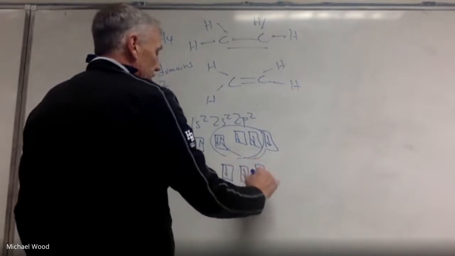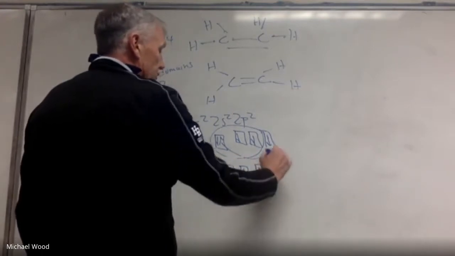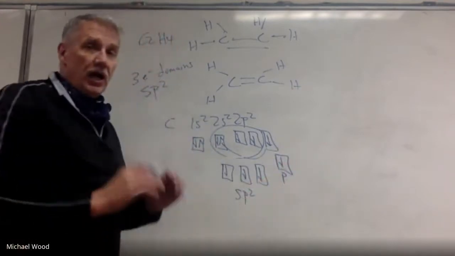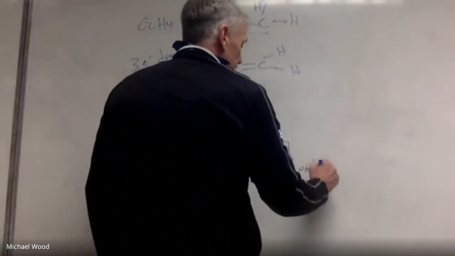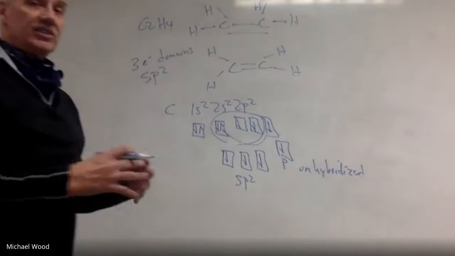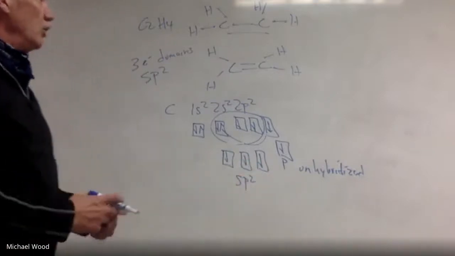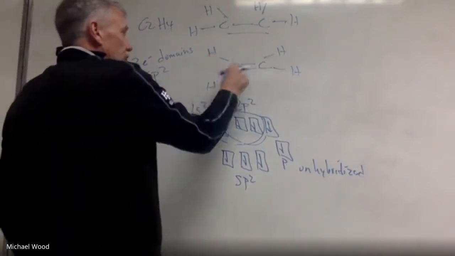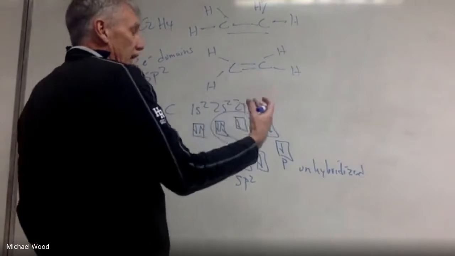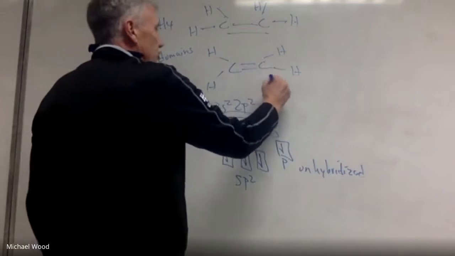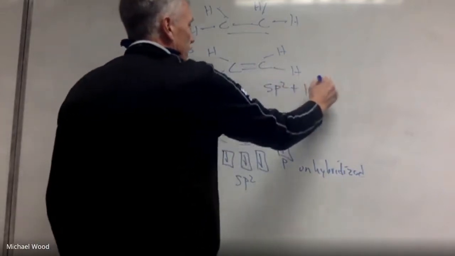So what I've got then is 3 half-filled sp2 hybridized orbitals. But then I've got this right here, and this is a p. And this is why they call it unhybridized. It's because it hasn't hybridized. It's not like these. And the same thing happens with both carbons. So 1, 2, 3 electron domains. So the way you would describe the hybridization here, with the carbons, is sp2 hybridized plus 1 unhybridized p.